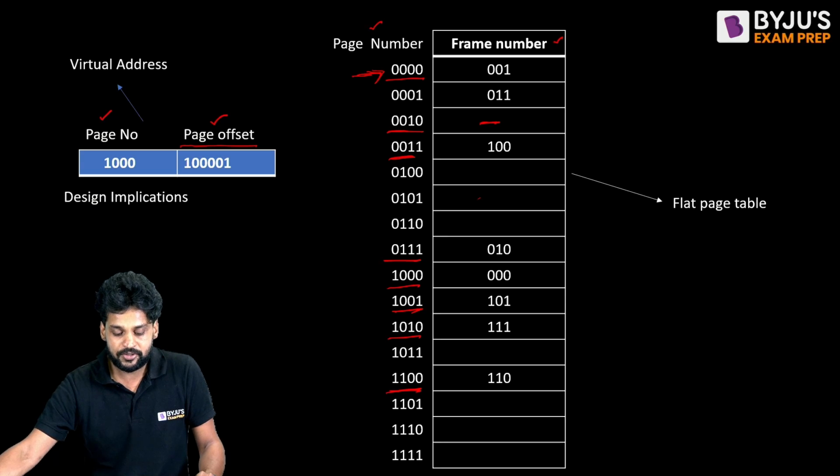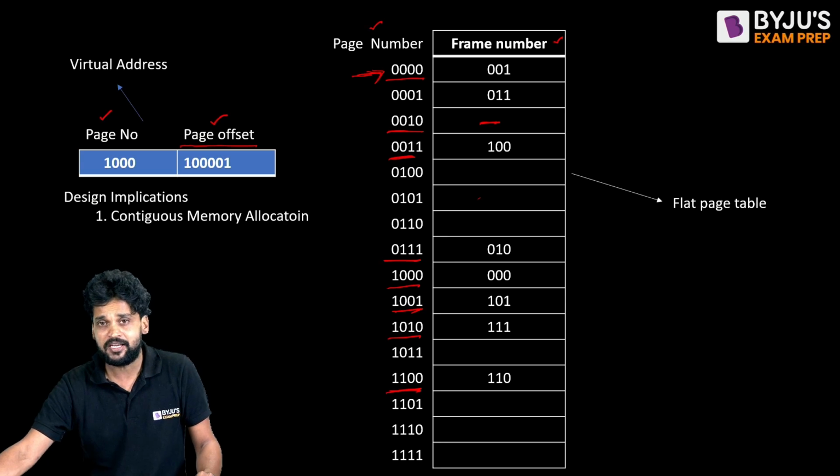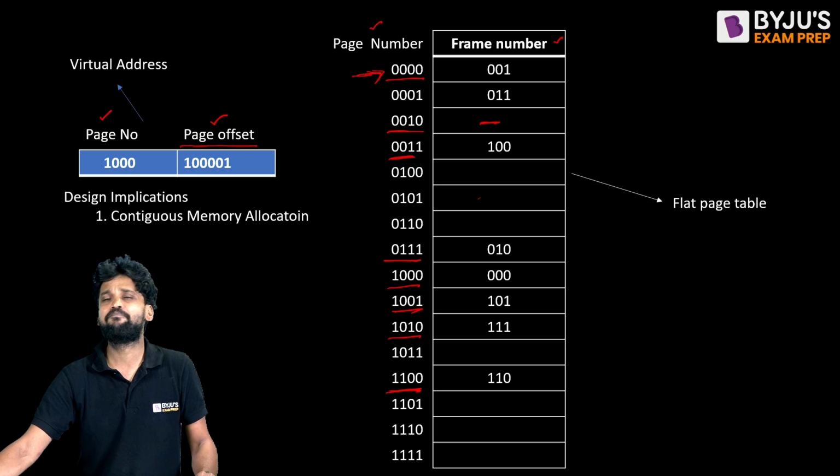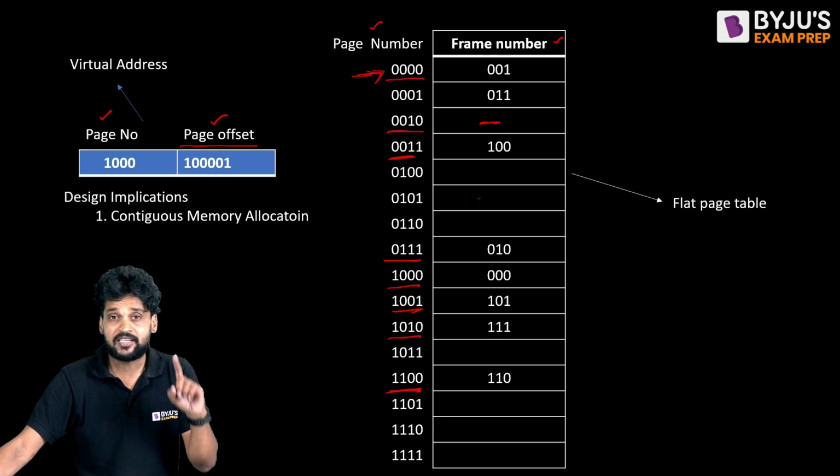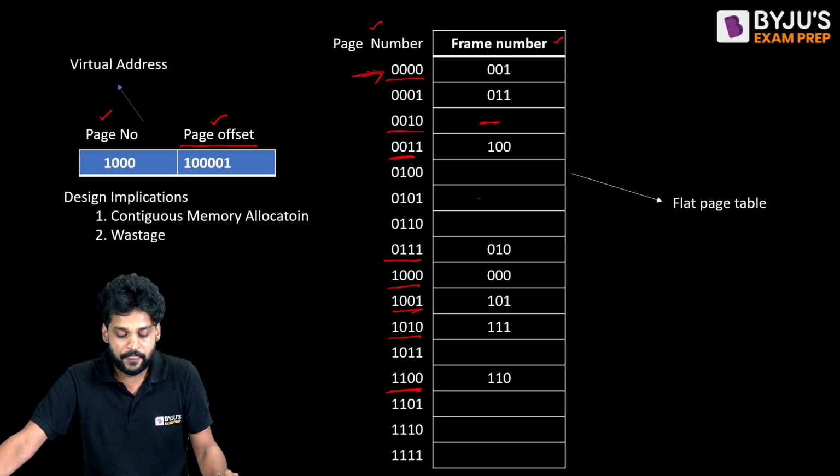This is the virtual address. Design implications: contiguous memory allocation will be practically impossible for the memory management system. Rather, there is an added burden. The time consumption will also be more here.